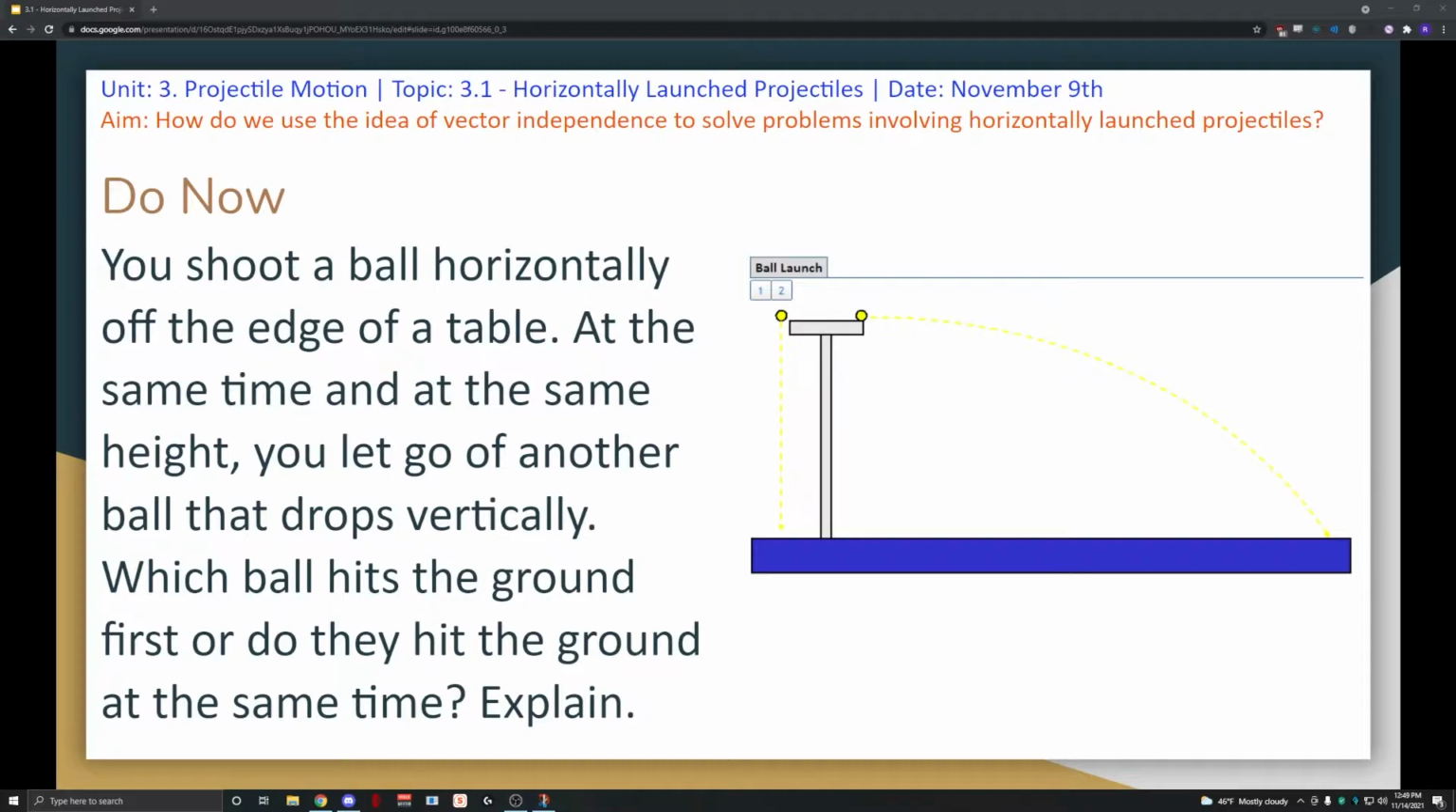And the question is, which ball hits the ground first? Or do they hit the ground at the exact same time? They also ask you to explain it. Now I know most of the students in class said that the ball that drops straight vertically will hit the ground first.